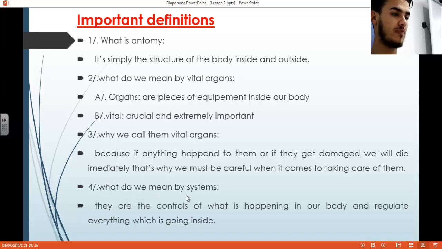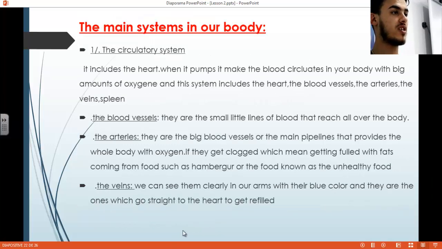Third, what do we mean by systems? Systems are the controls of what is happening in our body and regulate everything which is going on inside. So, we have to study the main systems in our body. First, starting with the circulatory system. It includes the heart. When it pumps, it makes the blood circulate in your body with big amounts of oxygen, and this system includes the heart, the blood vessels, the arteries, the veins, and the spleen.